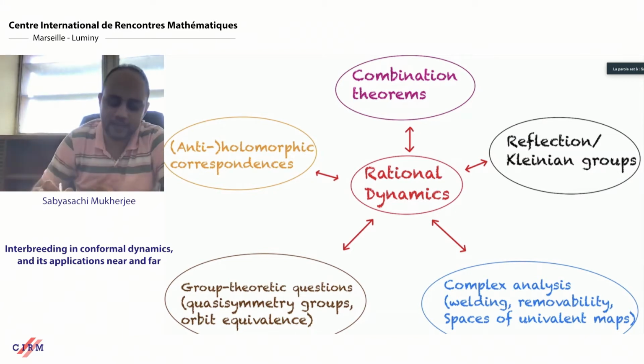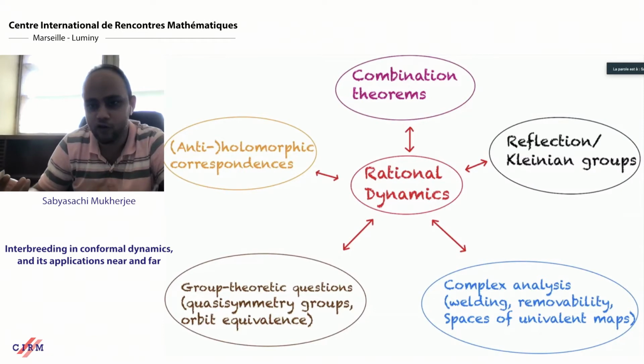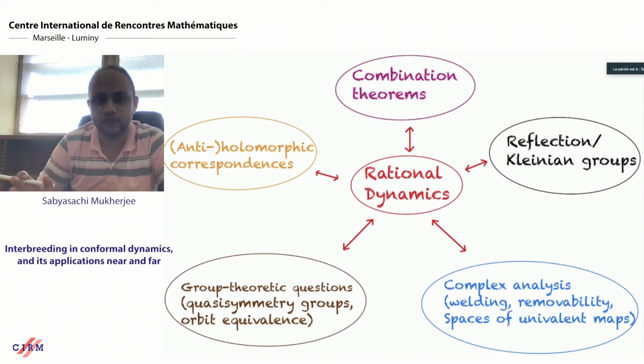So what are the main things? The main player in the talk is going to be some combination theorem of polynomials and some class of groups. The groups that will play a key role in this combination theorem setup are reflection groups or Kleinian reflection groups. There is also a holomorphic analog of this combination theorem that I'm going to state later, but for this talk, I'm only going to restrict to the antiholomorphic setup, so antiholomorphic maps and reflection groups.